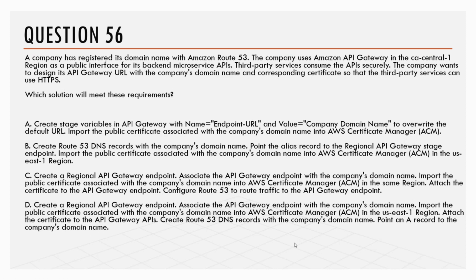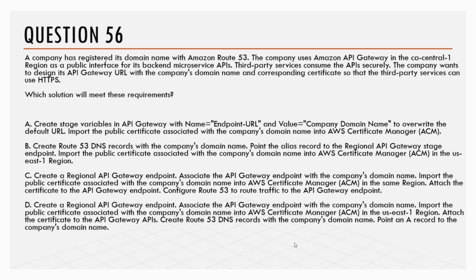The company has registered its domain name with Amazon Route 53. The company uses Amazon API Gateway in the ca-central-1 region as a public interface for its backend microservices APIs. The third party consume the APIs securely. The company wants to design its API Gateway URL with the company's domain name and corresponding certificate so that the third-party services can use HTTPS. Which solution will meet these requirements?